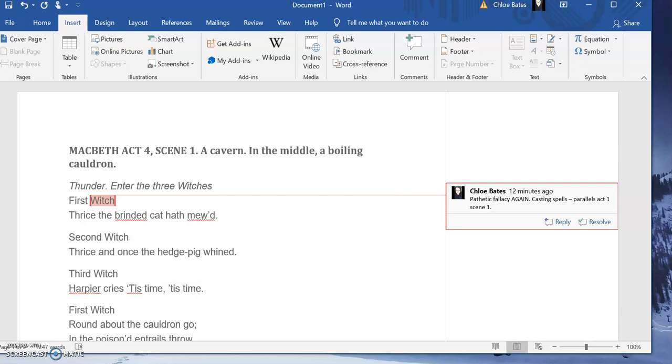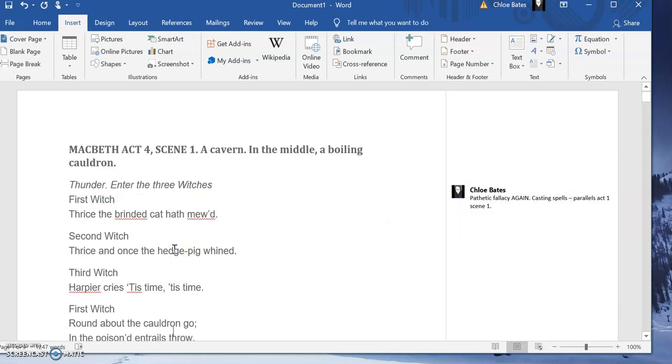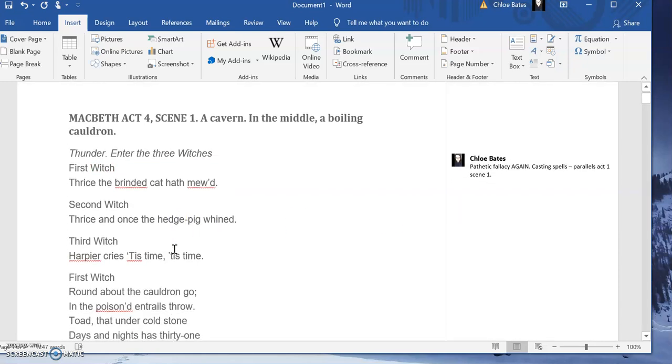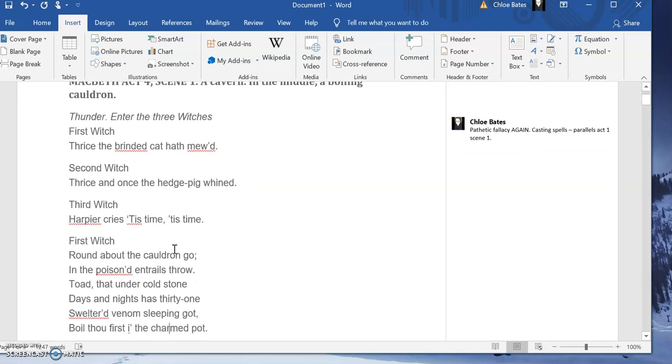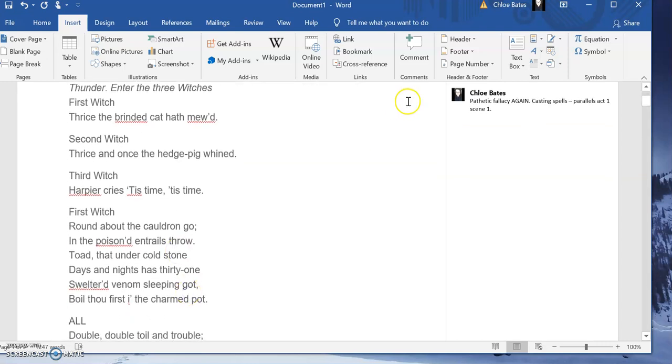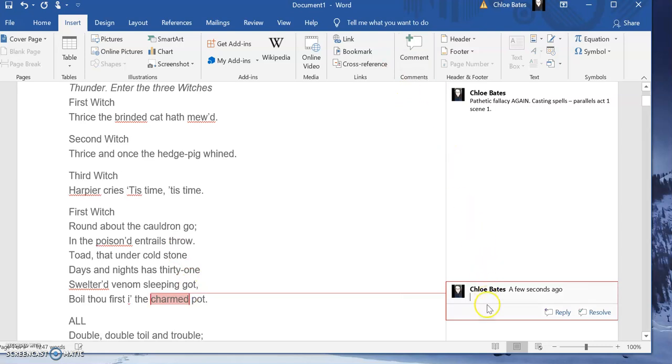Thrice the brindled cat hath mewed, thrice and once the hedge-pig whined, Harpier cries 'Tis time. So animals crying, negative atmosphere. Casting spells, all very witchy, showing their power. Round about the cauldron go, in the poisoned entrails throw. Toad, that under cold stone, days and nights has thirty-one, swelter'd venom sleeping got, boil thou first in the charmed pot. So again, chanting spells, re-establishing their power.